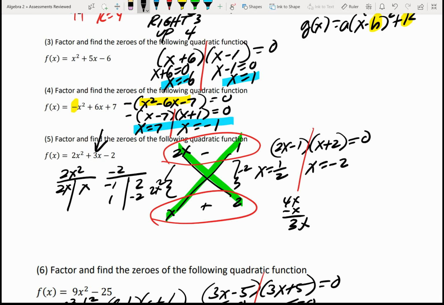So my factors are 2x minus 1 and x plus 2. And I set each factor equal to 0. 2x minus 1 equals 0, x is equal to 1/2, and x plus 2 equals 0, x is equal to -2.